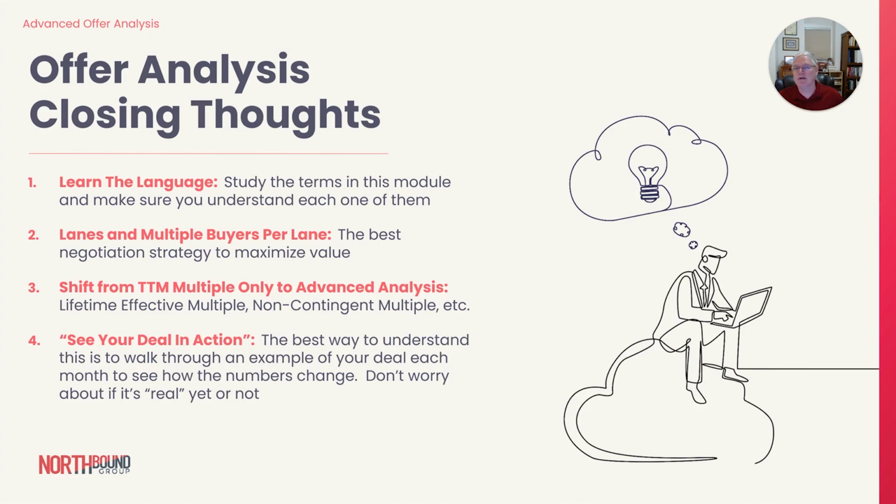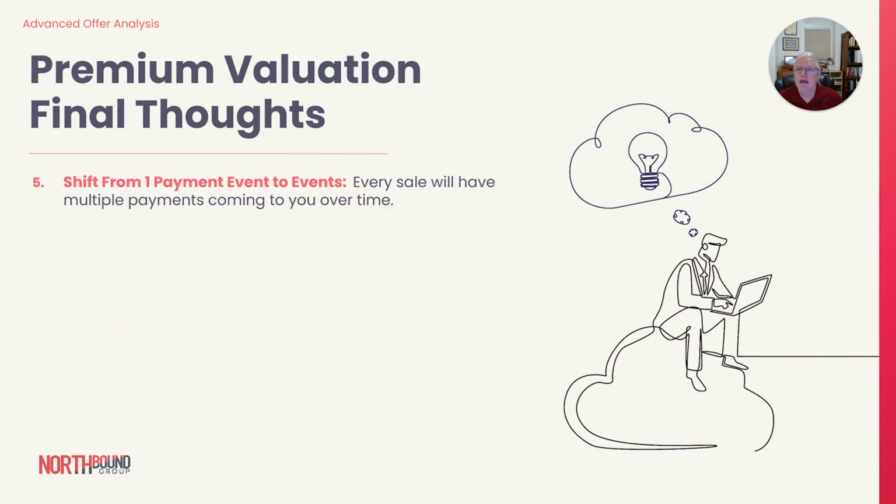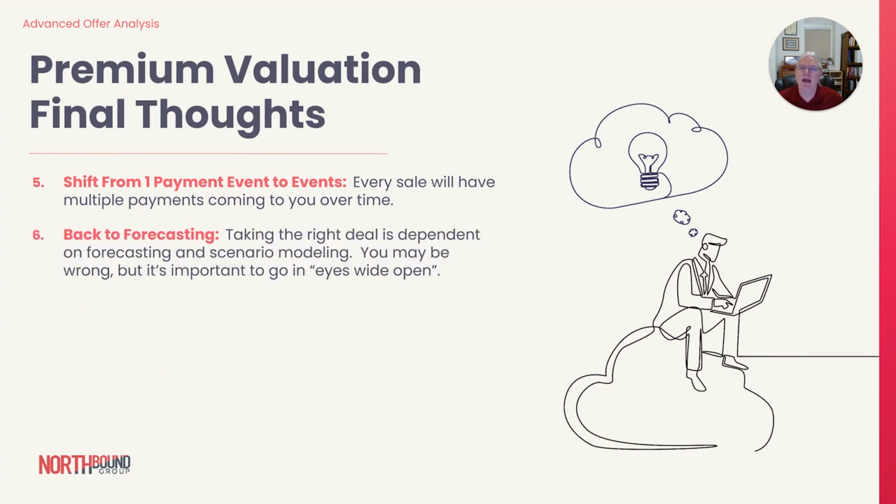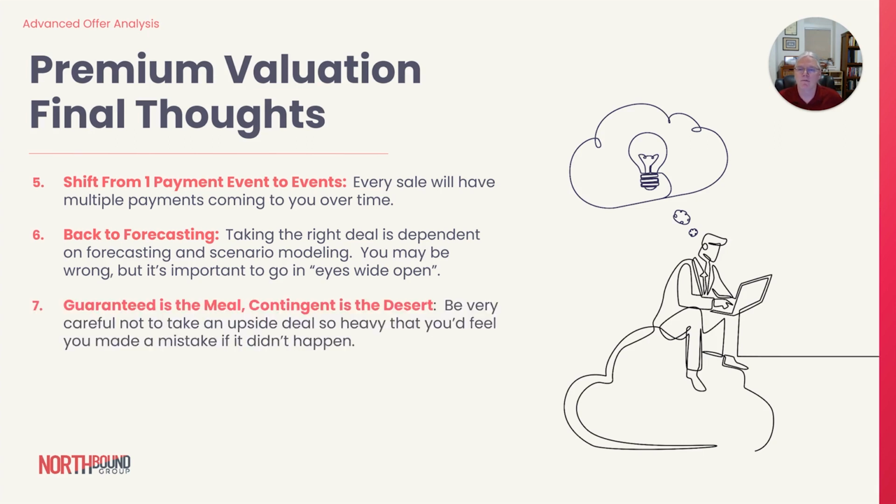I think the best way to do this is to, quote unquote, see your deal in action and actually fill out an offer sheet like this so that you can see each month how your valuation and how your deal is changing. And if you want to get a premium valuation, you have to start thinking of shifting from one payment event to events. You have to go back to your forecasting and remember that every deal that you do is dependent on how your business is going to be doing going forward.